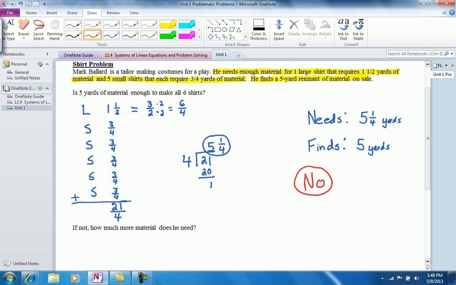And the second answer is how much more does he need? Well, he almost had enough. He found 5, but he needed 5 1/4. So down here, what I'm really doing is 5 1/4 minus 5, which gives me 1/4 yards. That's all he's missing. Okay? So our answer was no, and he needed 1/4 more yards of material before he could make all 6 shirts.